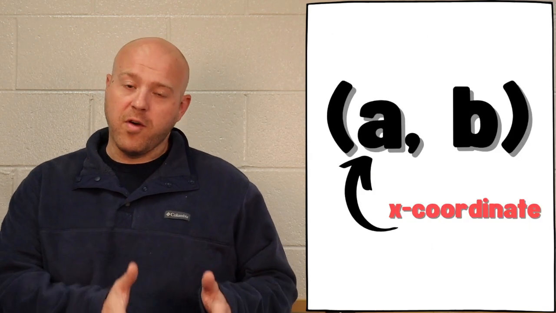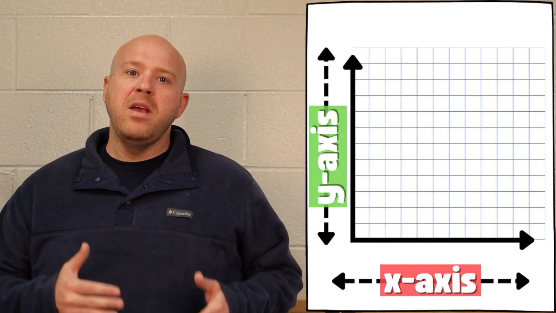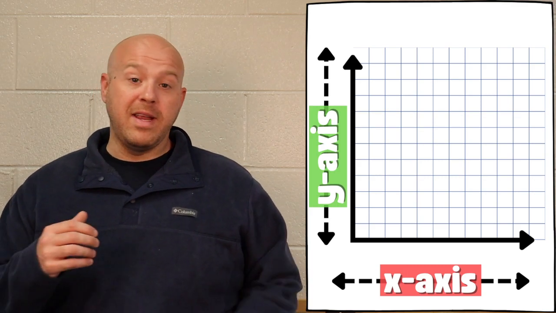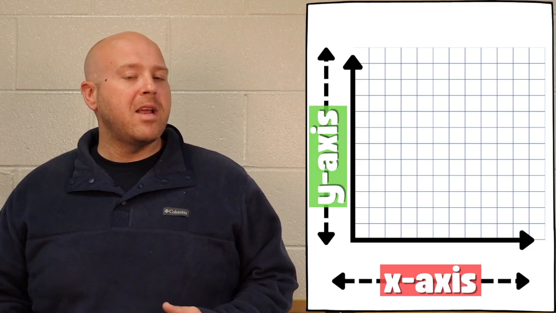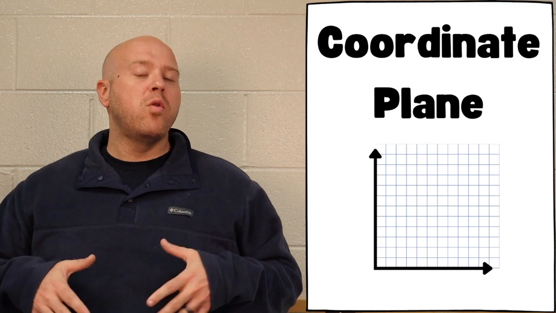So remember, the first coordinate is your x-coordinate. The second coordinate is your y-coordinate. The x-coordinate tells us left or right, which way to go. So we'll go to the right, starting at (0, 0). And then the second coordinate tells us how many units up we'll go. And so that's how you graph on a coordinate plane.